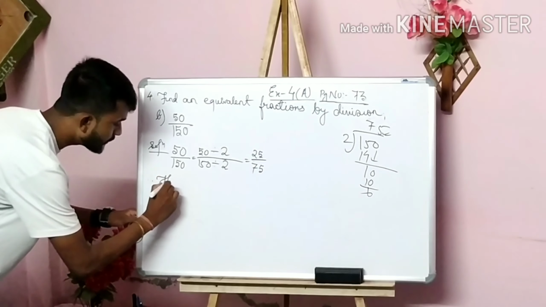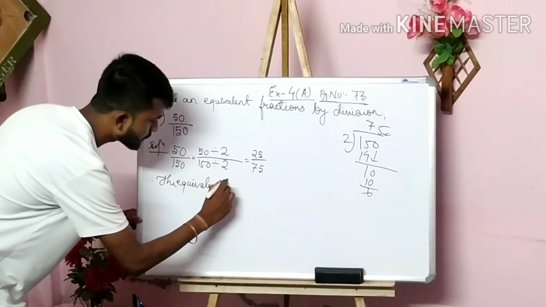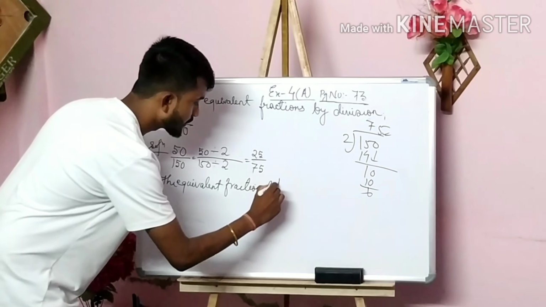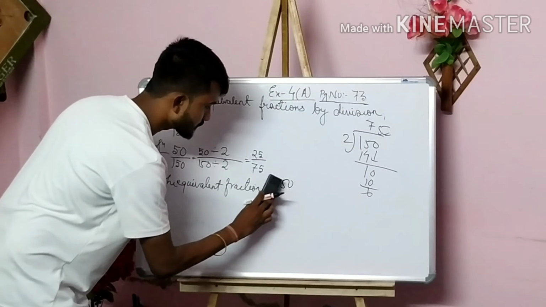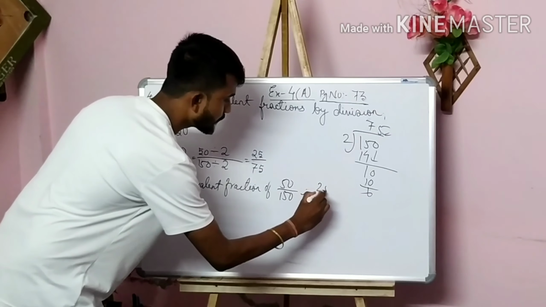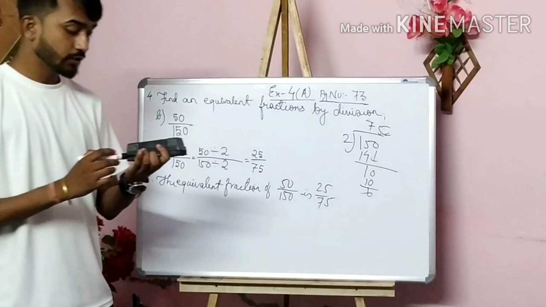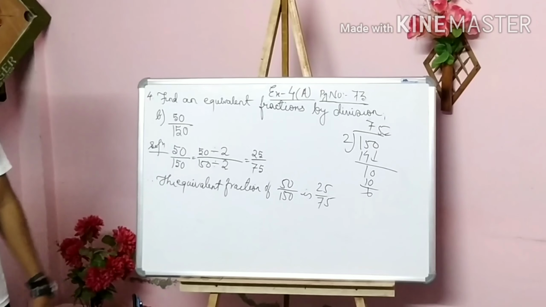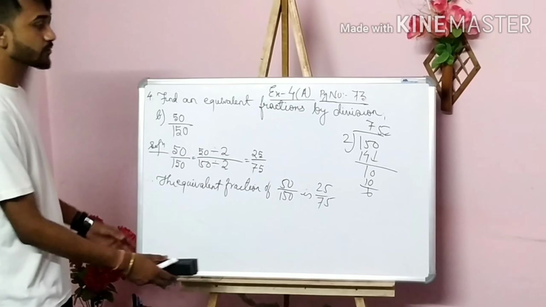Therefore, the equivalent fraction of 50 by 150 is 25 by 75. Okay. So let's take one more question for it. I think you have got this answer nicely, but still if you have doubt, you can ask me. Okay. So let's begin the next question.